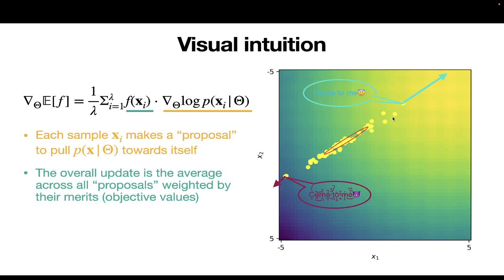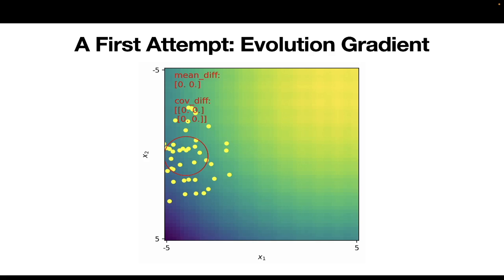And although each sample is going to make a proposal, the overall update is going to weigh the merits of each proposal. And obviously, if a proposal corresponds to higher objective value, we want to favor it over another proposal that corresponds to a low objective value. So that was the overall idea. Now let us see an example of how this algorithm runs in practice.